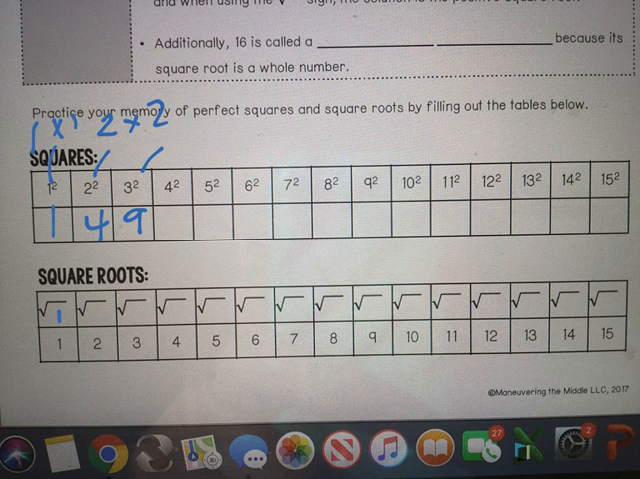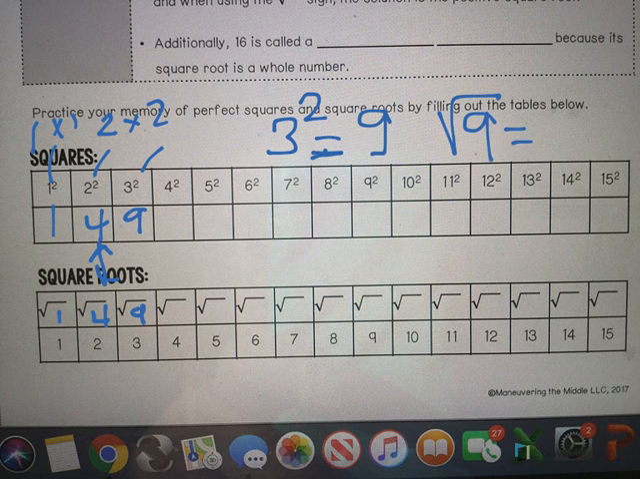So, the square root of 1 is 1. The square root of 4, this is why it's an inverse. The square root of 4 is 2. The square root of 9 is 3. So what does it mean? It means 3 squared equals 9, right? But the square root of 9, which means what number times itself equals 9? Well, that's just 3 times 3. So if you fill this out, you're going to see that these are inverses.